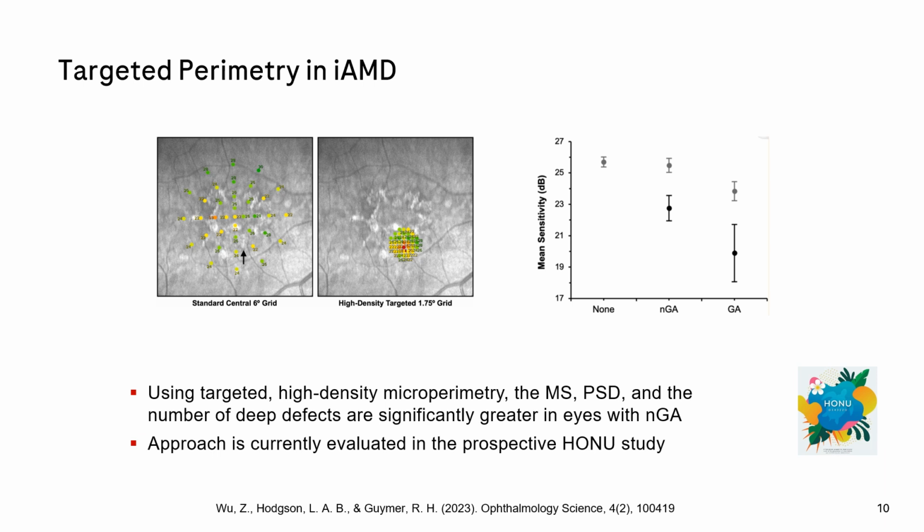So here you can see an example of such a targeted grid developed by Sichao Wu and Robin Geimer's group, and you can see that you capture much more localized dysfunction. Currently, this approach is evaluated prospectively in the HONU study.